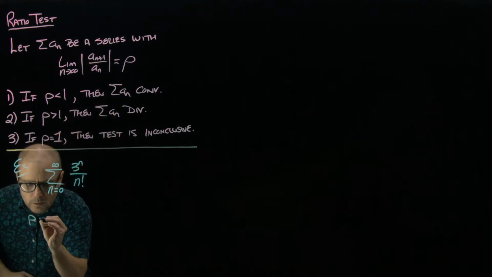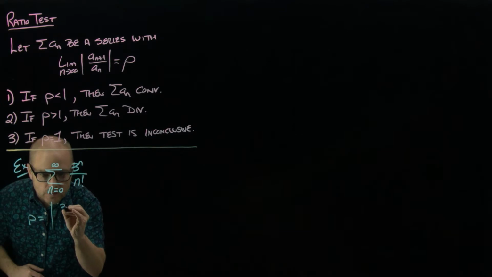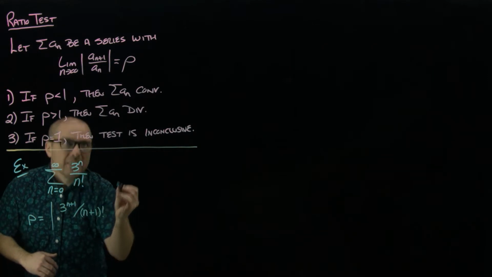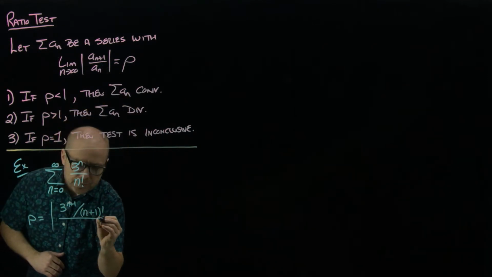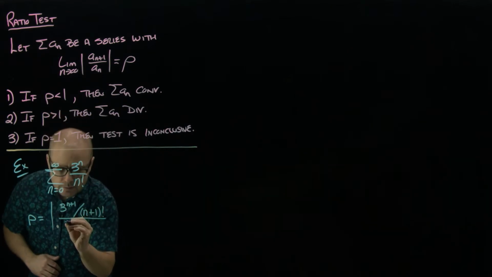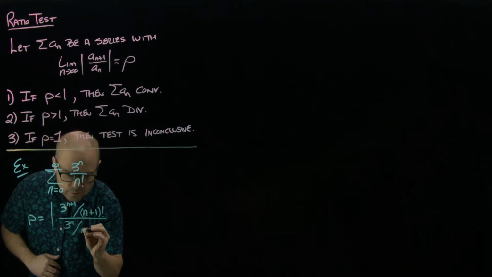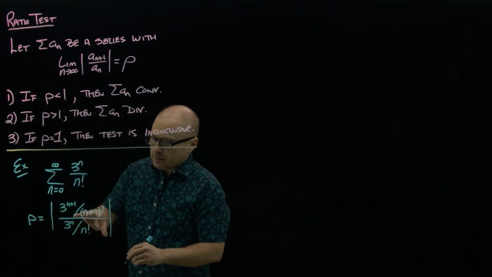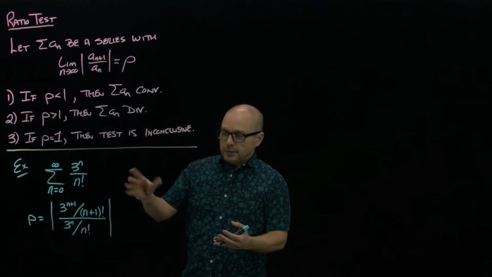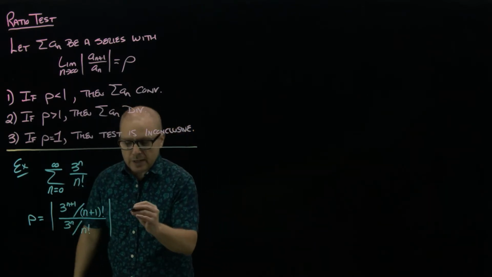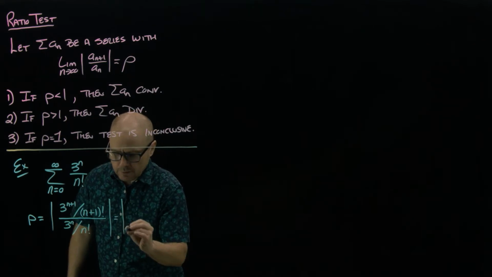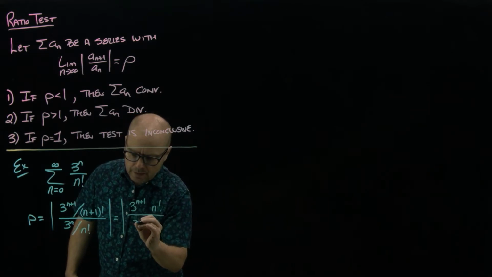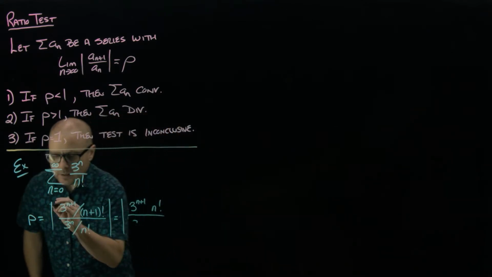So rho is the absolute value of 3 to the n plus 1 over n plus 1 factorial. That's our a sub n plus 1, right? You're just evaluating this expression at n plus 1, over the original form of that. And then usually the first step is going to be to flip it, because you're going to have a fraction over a fraction typically. So what do you have? You have 3 to the n plus 1 and an n factorial on top.